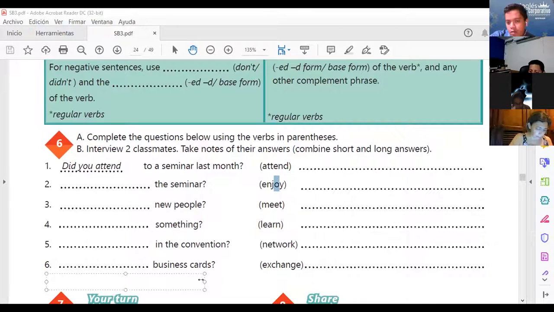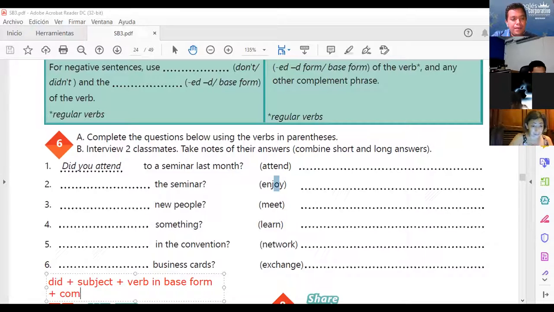¿Cuál es la estructura de una pregunta? Remember, we start up with did. Comenzamos una pregunta utilizando did plus what? Plus subject. And after the subject, the verb in base form. Plus complement. All right, plus the question mark.